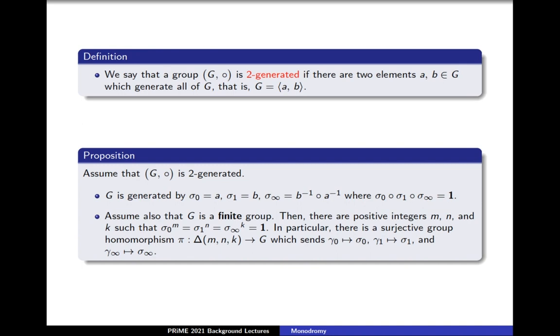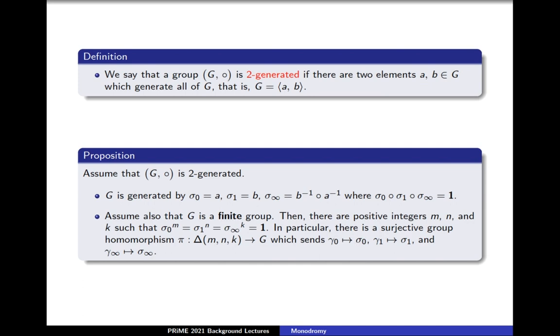Recall the following definition. We say that a group G with binary operation composition is called 2-generated if there are two elements A and B in G which generate all of G. That is, G equals ⟨A, B⟩. Then we have the following proposition.